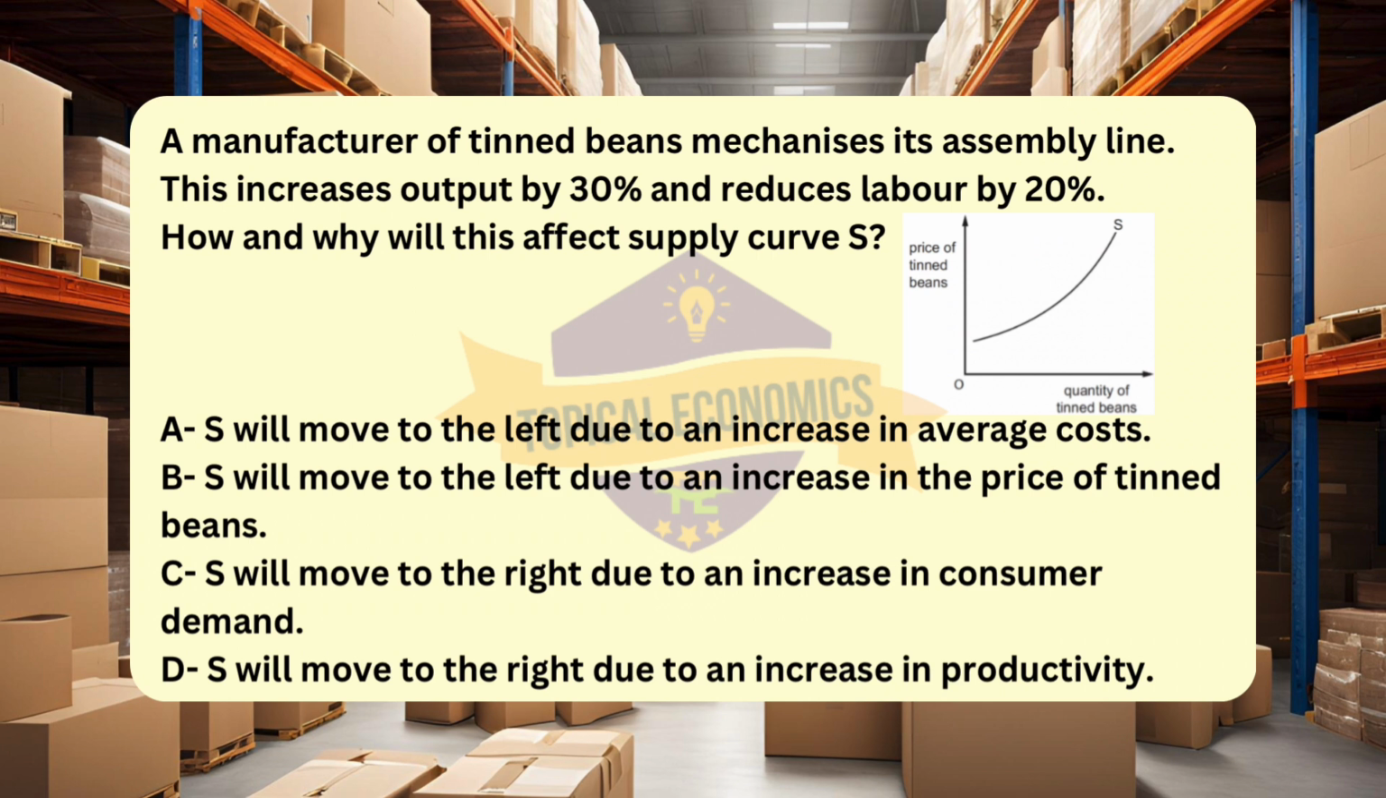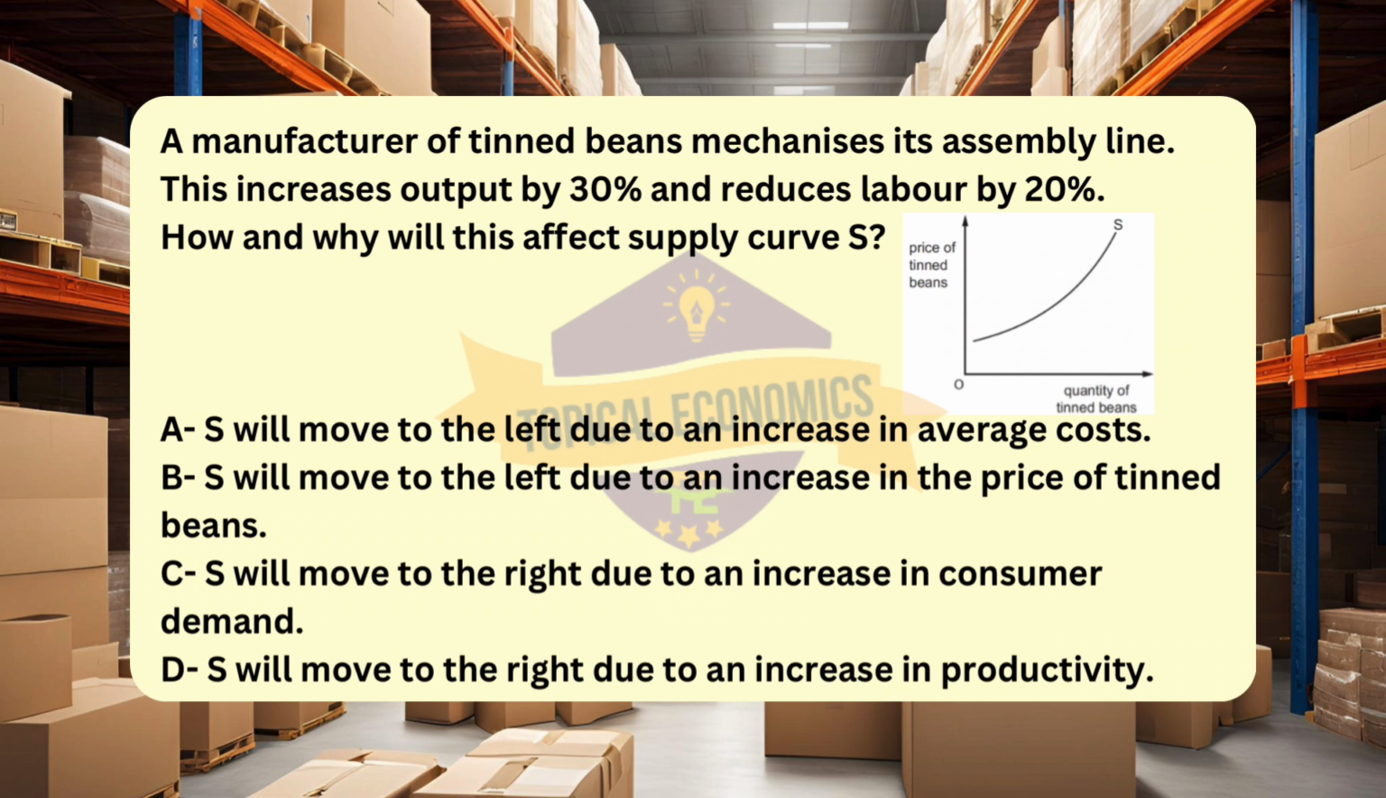When a manufacturer of tinned beans mechanizes its assembly line, increasing output by 30% and reducing labor by 20%, this improvement in production efficiency will lead to an increase in productivity. The higher output means that the company can produce more beans using the same or fewer resources, while the reduction in labor costs lowers the average cost of production. These changes make the business more efficient, allowing it to supply more goods at any given price. In economic terms, this results in a rightward shift of the supply curve, S, as the manufacturer can now provide a greater quantity of tinned beans at the same price level.